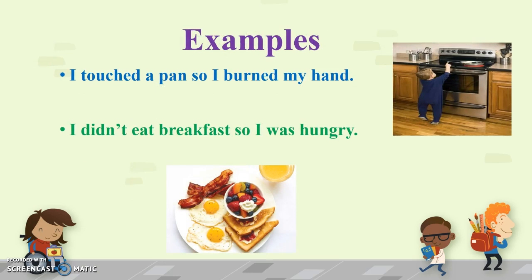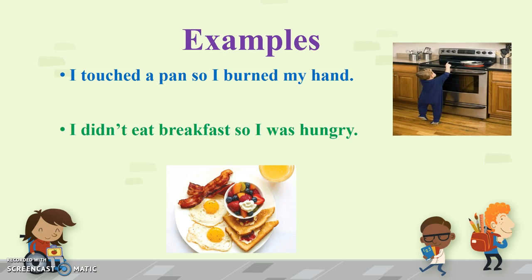Would anyone like to read the first example? Melissa? I touched a pan, so I burned my hand. Let's break this sentence apart. We will begin by finding the cause. Remember, the cause happened first. I touched a pan is the cause. Now we will find the effect. What happened next? I burned my hand.